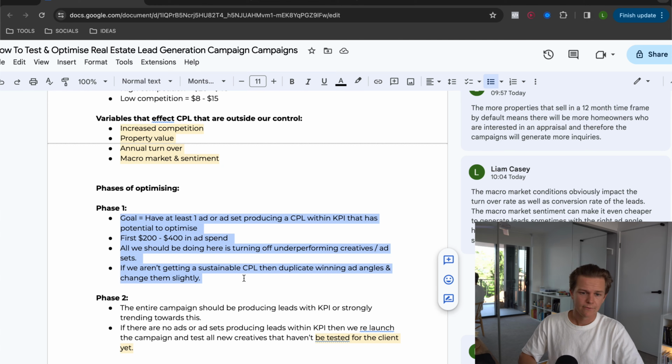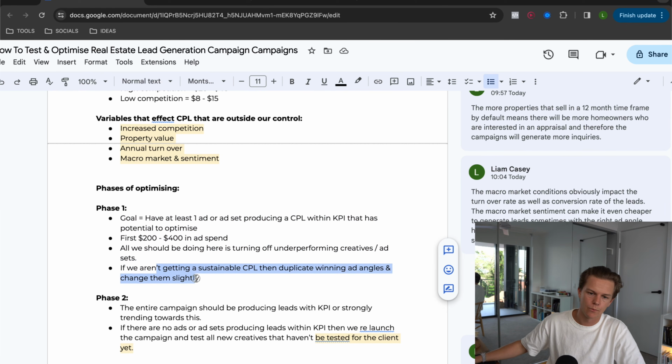Cool. Phase 2 is the entire campaign should be producing leads within KPI or strongly trending towards this. So I should probably break down before moving on to this, what do I mean by duplicate winning ad angles and change them slightly.